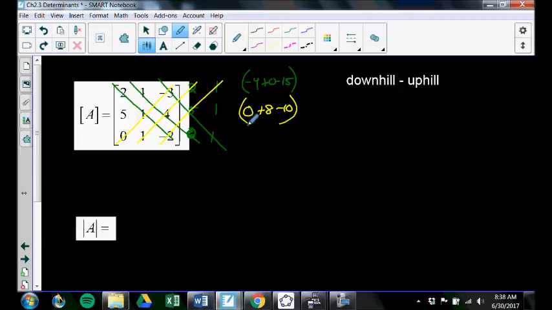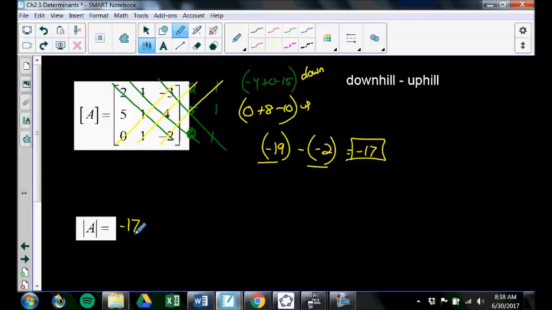When I put all those together, -4 minus 15 is -19. 8 minus 10 is -2. I'm doing the downhills minus the uphills, so -19 minus -2 is -17. That is the determinant of that matrix. I would say it's -17. And now this starts to get confused with multiplying, because you're always multiplying, adding, multiplying, subtracting. Multiplication and determinants can get easily confused, so please work to keep them separate.